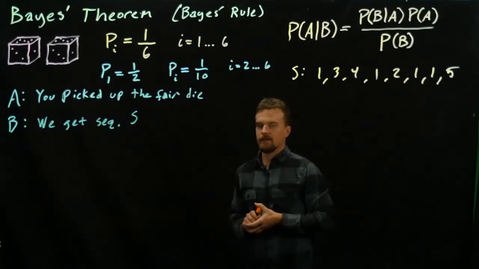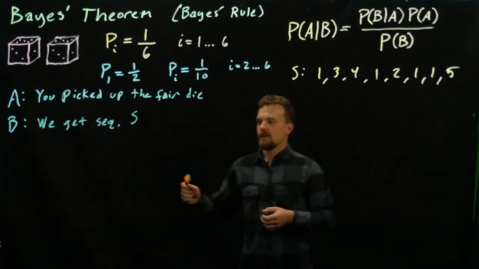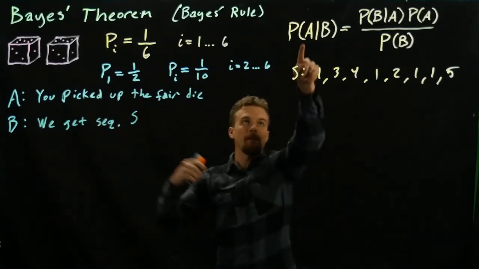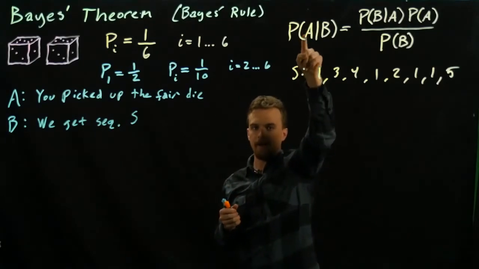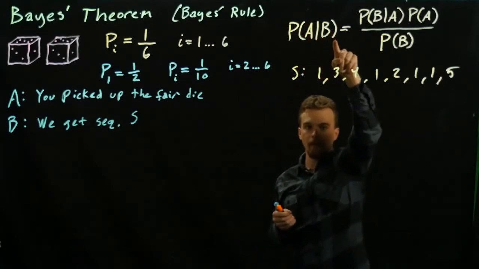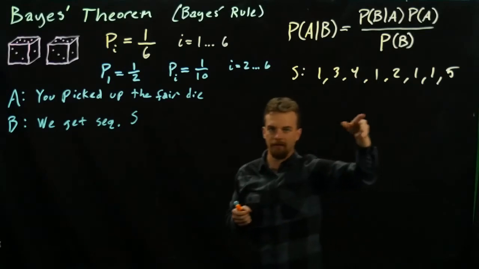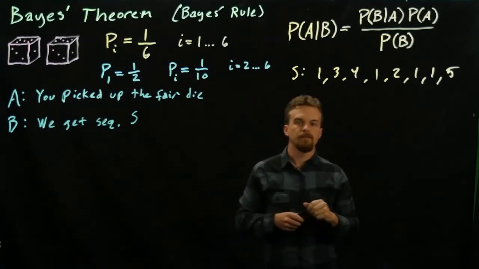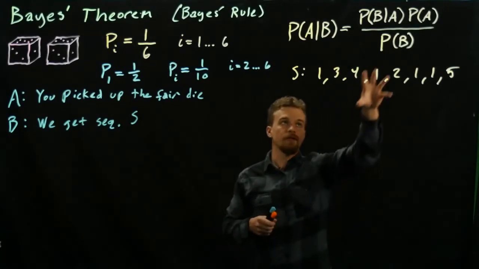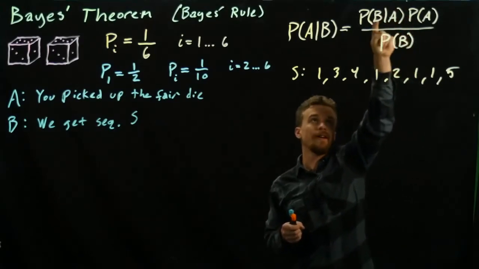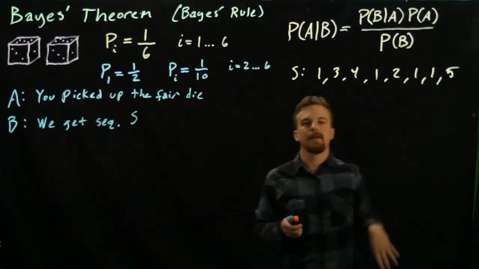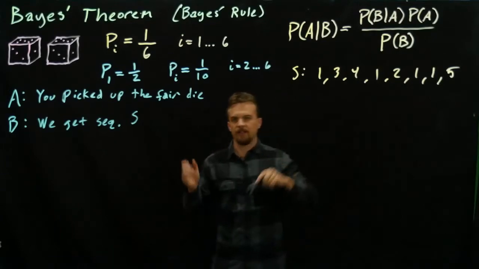So now let's see if this can be solved with Bayes' rule. What would this say? The probability that we picked up the fair die, given that we roll this sequence, which is what we want to know, is equal to all this. So let's try to figure out what all these terms would be in this case.